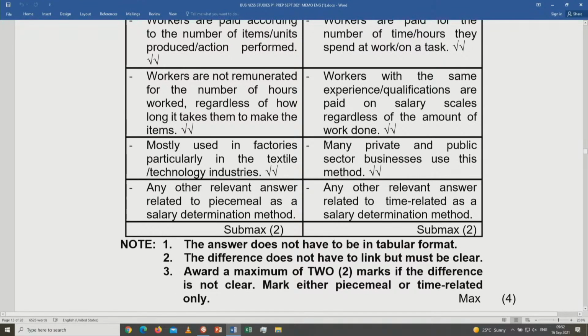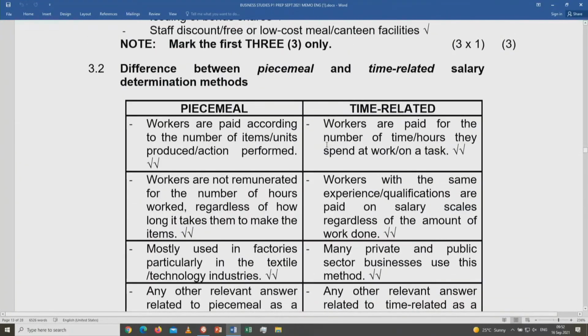And then the differences do not have to link, but must be clear. So remember, when you talk of the differences, what does that mean? It means the learner does not have to present the responses like the learner is comparing the two. They don't have to link. For example, the learner can talk about number of items on piecemeal, and then come and talk about workers with the same experience and qualifications being paid on salary scales. So you can see there that they are not linking. They don't have to link, but the difference must be clear. We are not expecting the learner to put them like they are in the memo as it is, as if you are comparing the two. You are not comparing. But the difference must be clear, because the question says to the learners, they must outline the differences between the two salary determination methods.